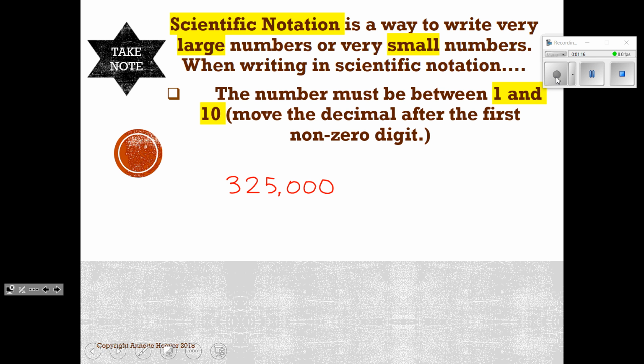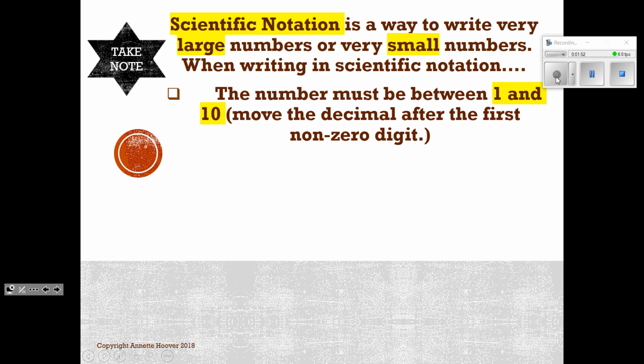But if we were to take the decimal and move it from the end to right here after the 3, that would read 3 and 25 hundredths. Now the number is between 1 and 10 because it's 3 and a decimal. It's between 3 and 4. So you always want to have the decimal after the first non-zero digit. See how we move the decimal right after the 3 so that the number is now between 1 and 10. That's what that means.